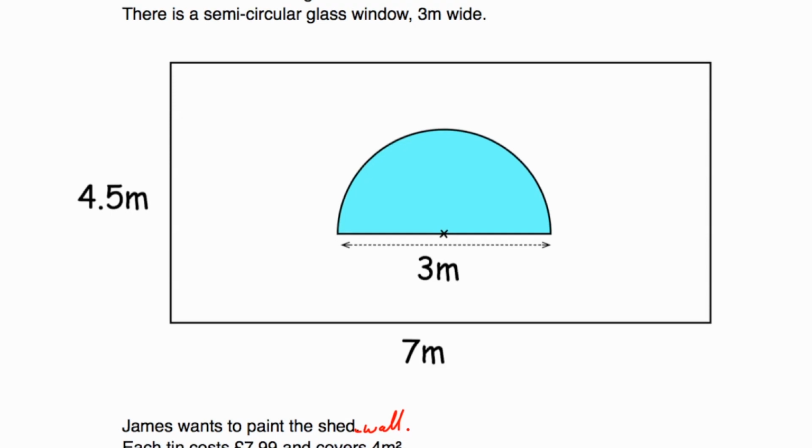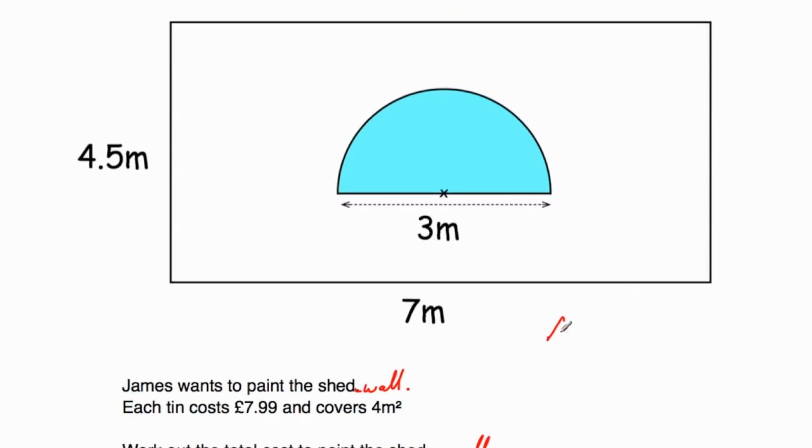So the area of the whole wall, well, that's going to be the area of the rectangle. So the area is equal to the length multiplied by the width. The length of the whole wall is 7 times the width of the whole wall, which is 4.5, and 7 times 4.5 is equal to 31.5 square meters. So the area of this whole wall, including the window, is 31.5 meters squared.